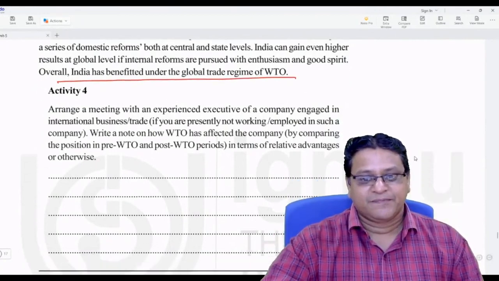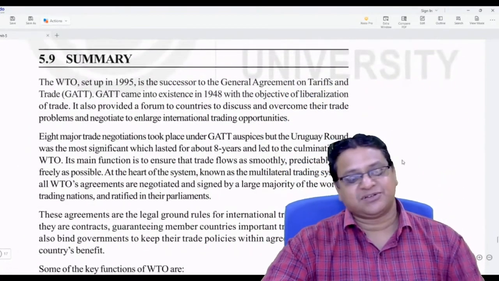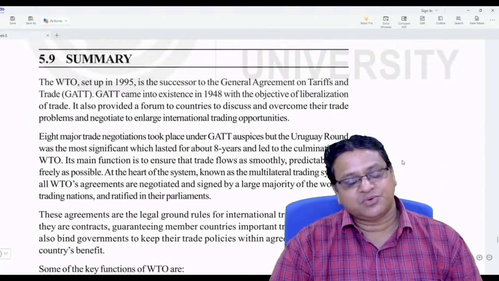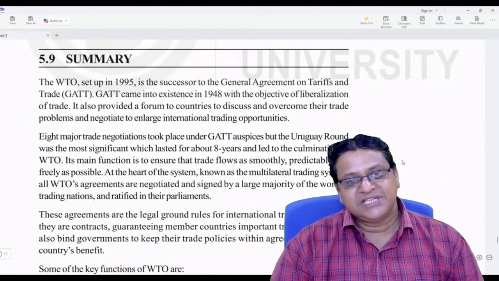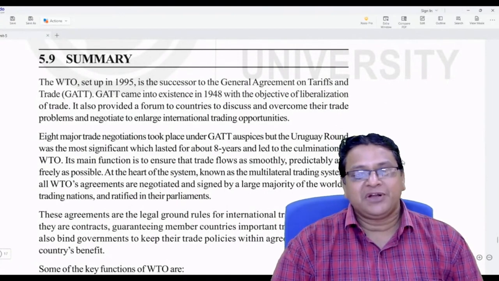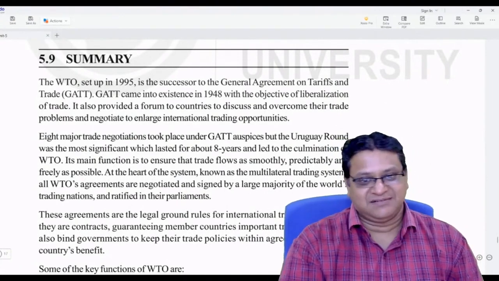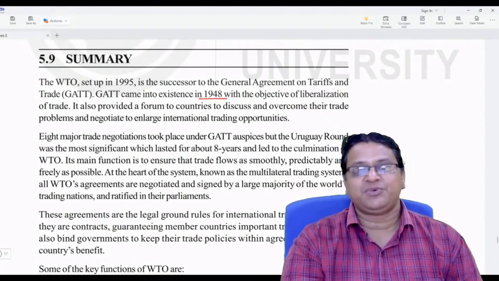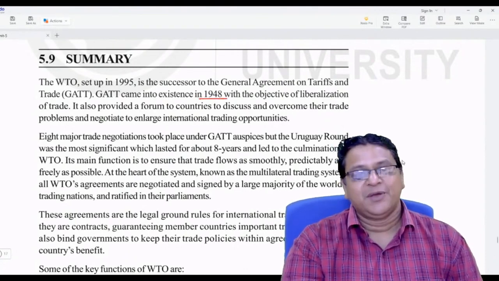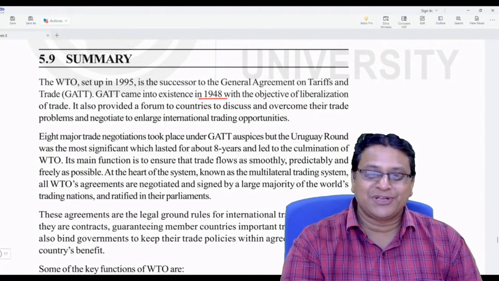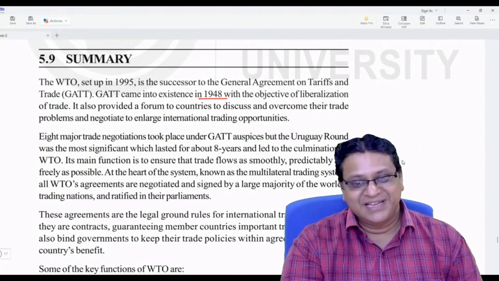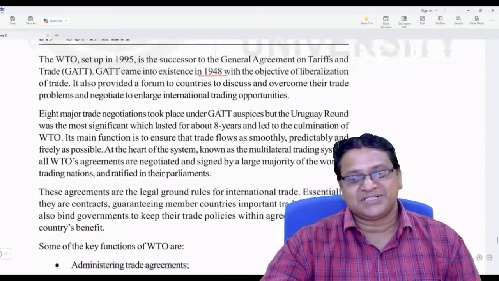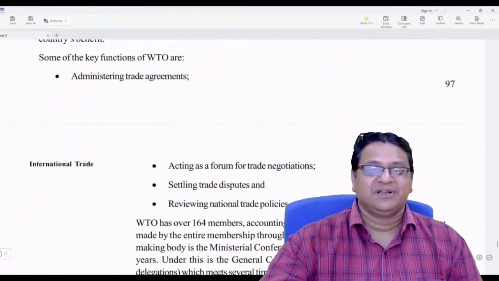Next, we will summarize our discussion. Friends, today we have discussed the setting of WTO. Prior to WTO, there was GATT, and GATT came into existence in 1948, but it was a temporary arrangement. But this temporary arrangement continued for 47 years. In 1995, a permanent institution known as WTO was framed.